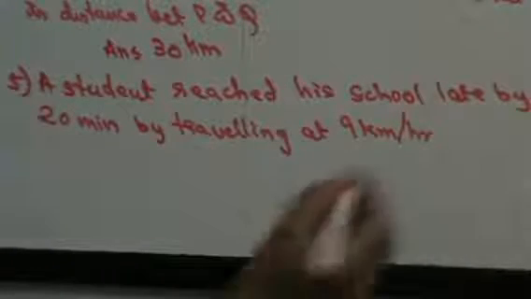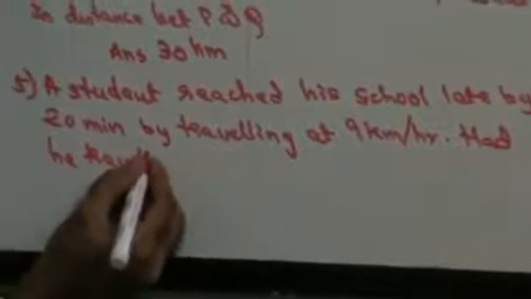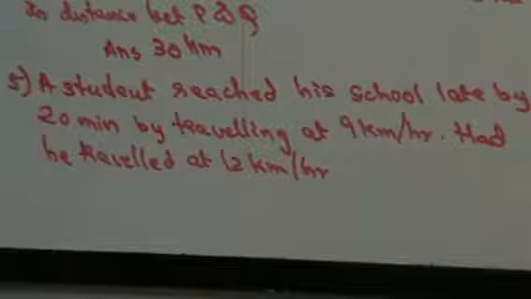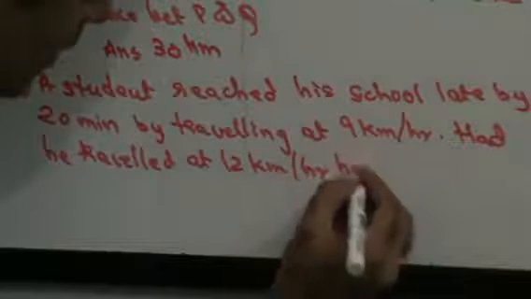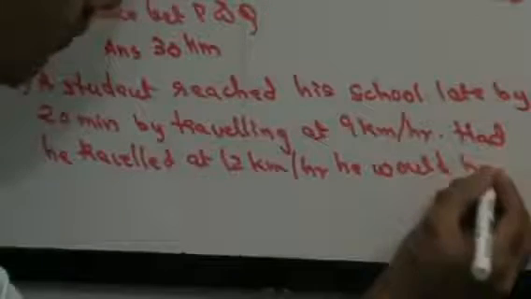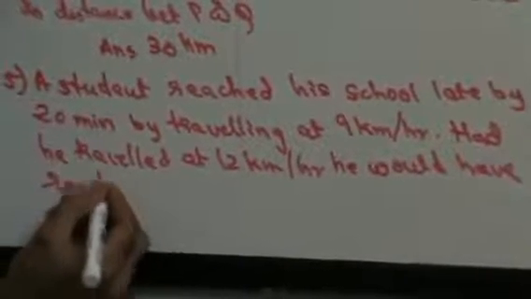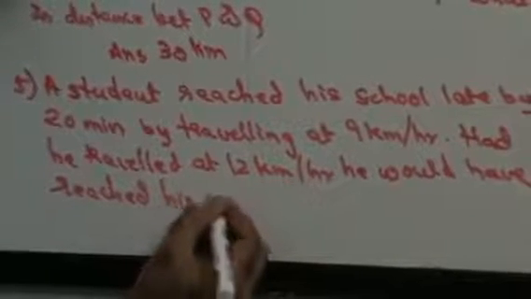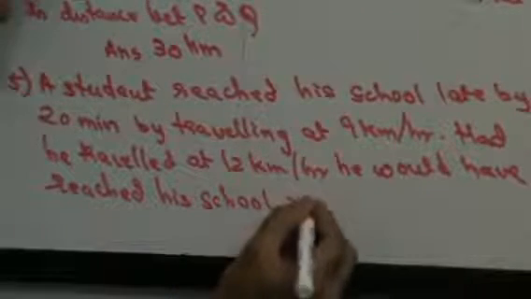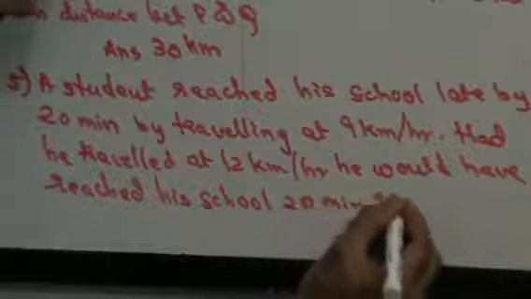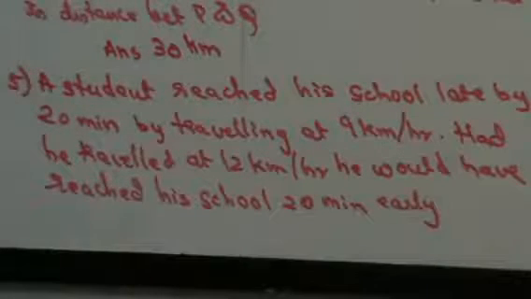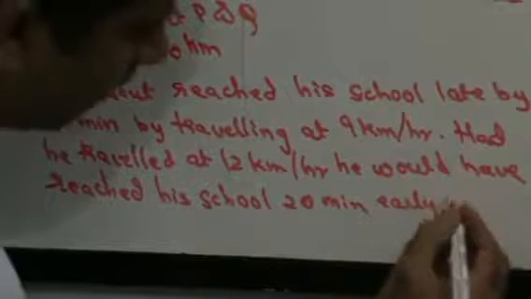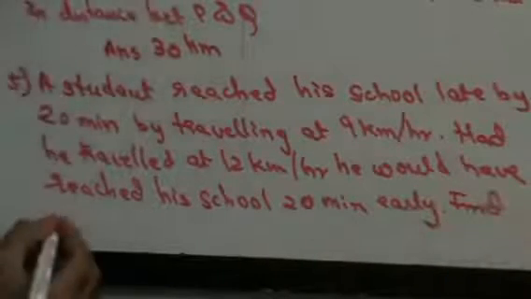Had he traveled at 12 kilometers per hour, he would have reached his school 20 minutes early. Find the distance between the house and school.